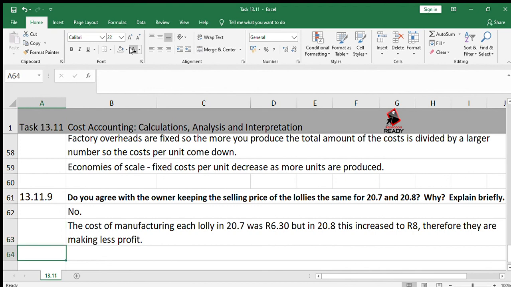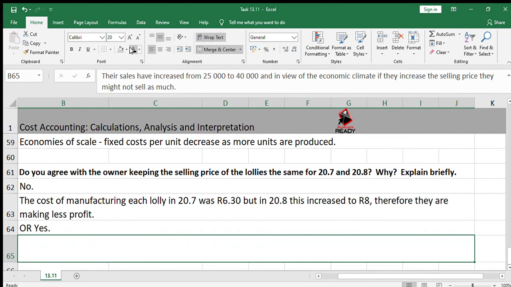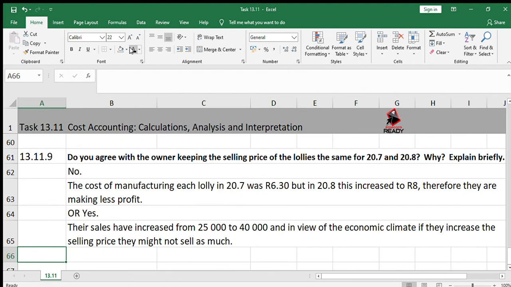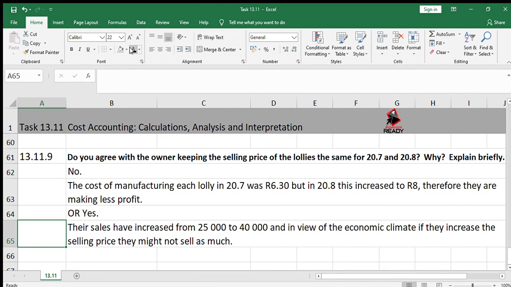Or you can say yes. Their sales have increased from 25,000 to 40,000. And in view of the economic climate, if they increase the selling price, they might not sell as much. So that means that if they increase the selling price, they'll lose customers.